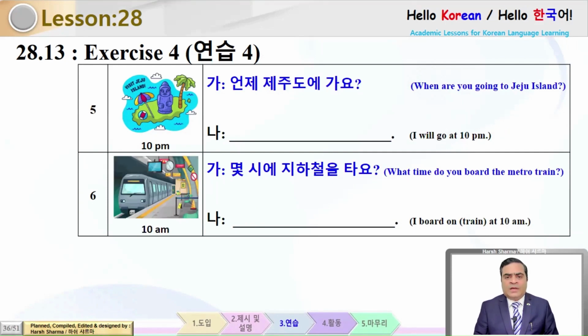언제 제주도에 가요? I will go at 10 p.m. Write the answer. Number 6. 몇 시에 지하철을 타요? What time do you board the metro train? I board on train at 10 a.m. Right? Very good, everyone. Keep writing, and answers are at the last of the lesson.